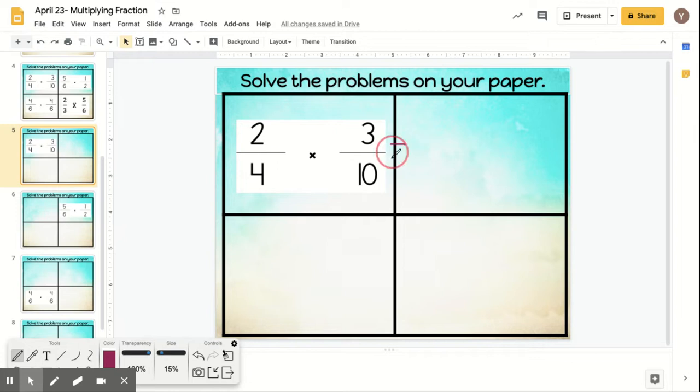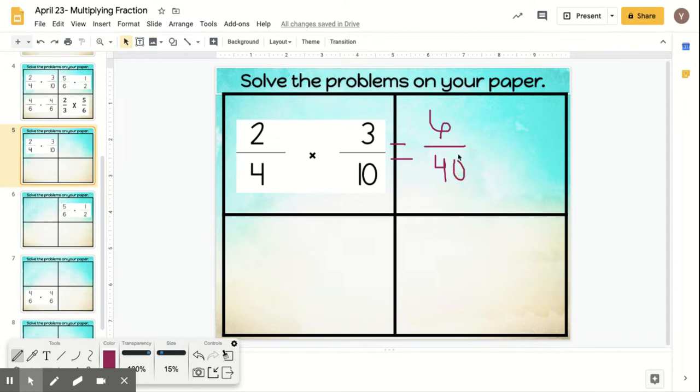Okay, so as a reminder, all we do is top times top, or numerator times numerator if you want to use the correct vocabulary. 2 times 3 is 6. Now we do bottom times bottom, or denominator times denominator. 4 times 10 is 40. Now this is our answer without being simplified.